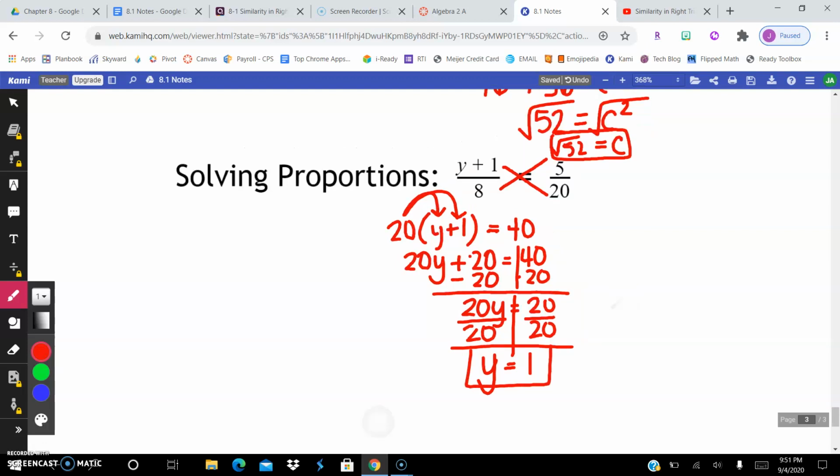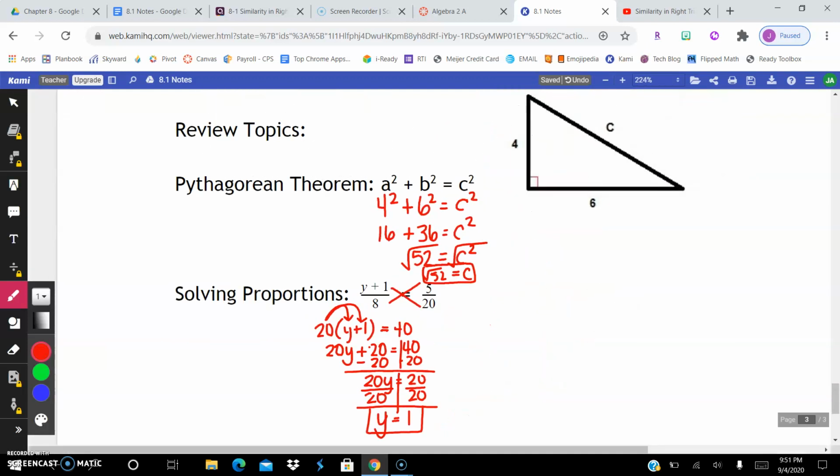So like I said, those two problems were just review problems that I threw into the assignment for today. I wanted to give you an example on how to do them and kind of refresh your memory a little bit.